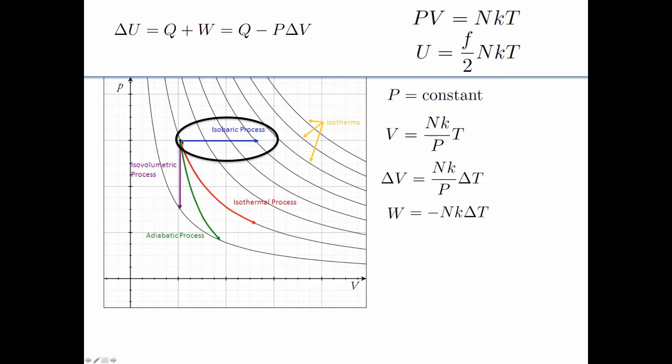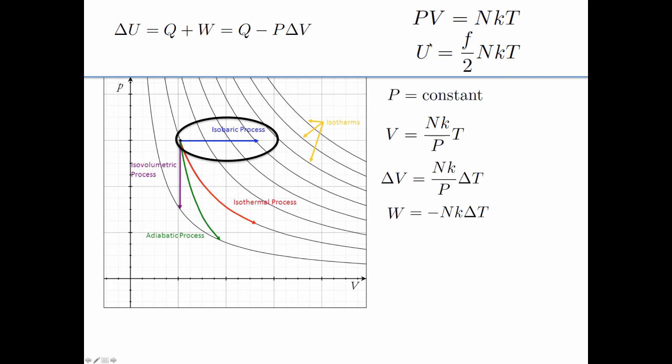So for example, moving from left to right, remember the temperature goes up because you are passing through isotherms at higher and higher temperatures. So delta T is positive and then the work done is negative. And that makes sense because the volume is going up, so the gas is expanding. So the gas is doing work on its surroundings, which corresponds to negative work being done on the gas.